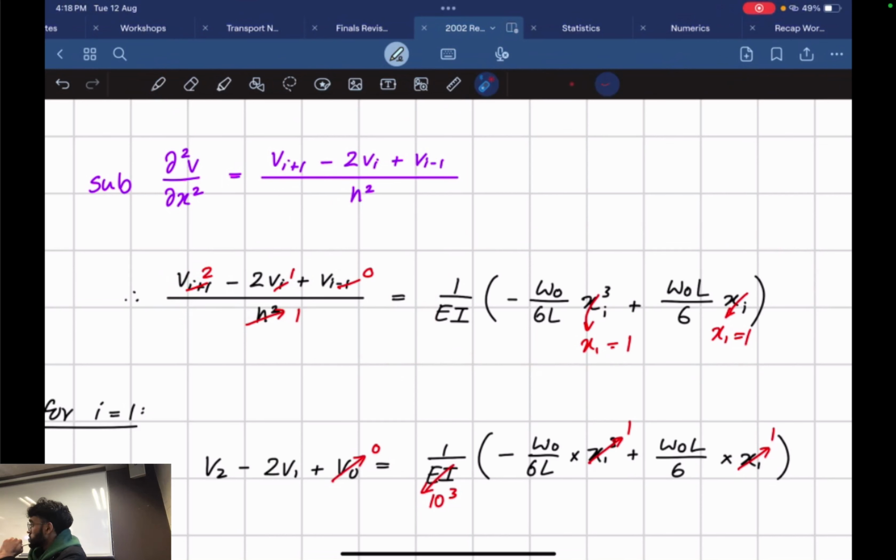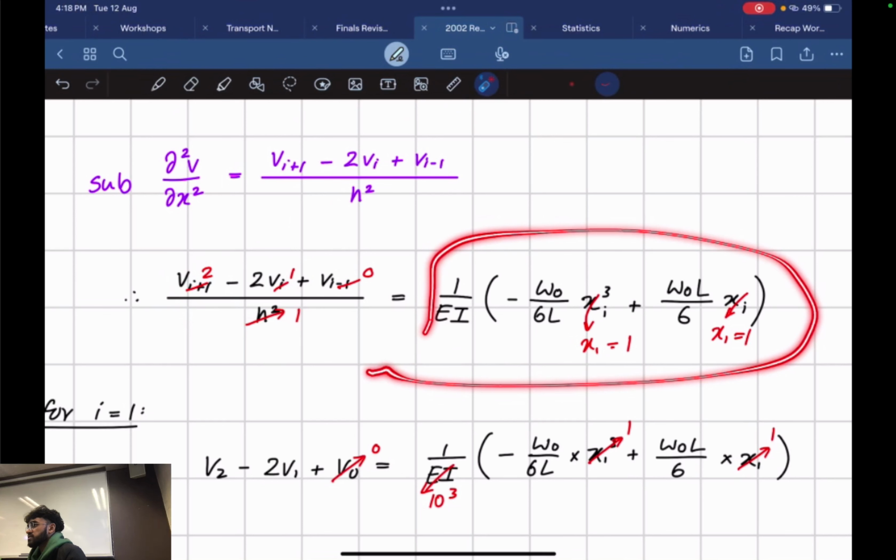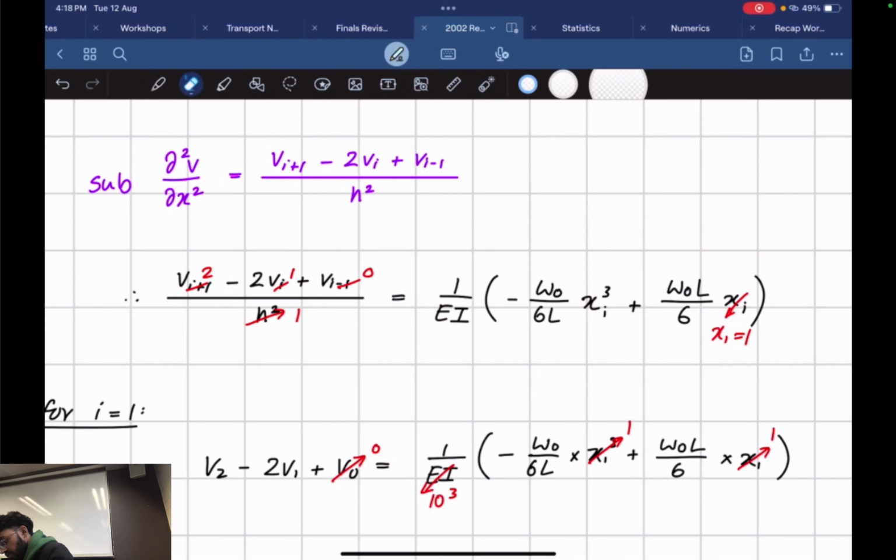On this right-hand side, we can actually find a value. The left-hand side is still in terms of v. The right-hand side, we can actually find a value. To find this right-hand side, you can just do it on your calculator, or you can do it in MATLAB. Okay, so I'm going to rub this out.